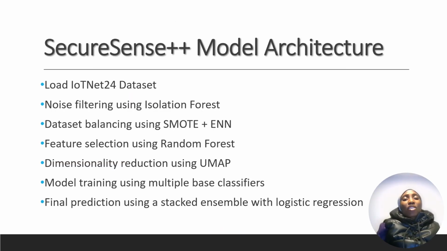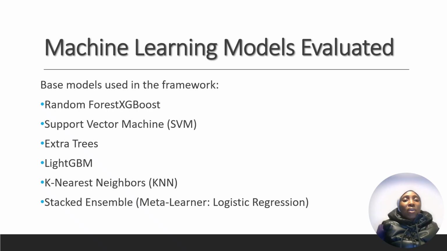The architecture that was used for this proposed study, I think I just explained using the framework how we loaded our datasets up to our prediction using the stack model. For our machine learning models, we used five of them, which include random forest, support vector machine, extra tree, LightGBM, KNN, and then they were stacked together to form an ensemble model.